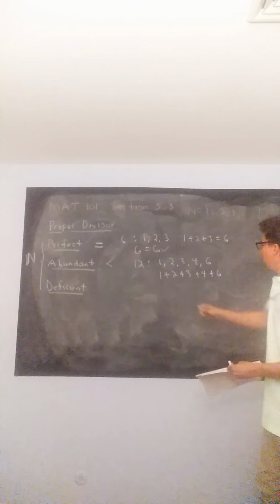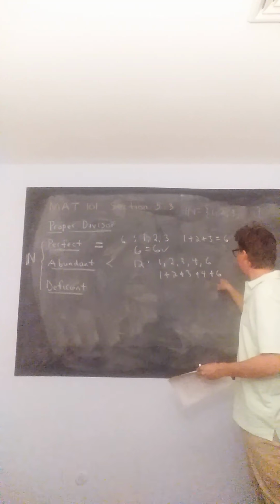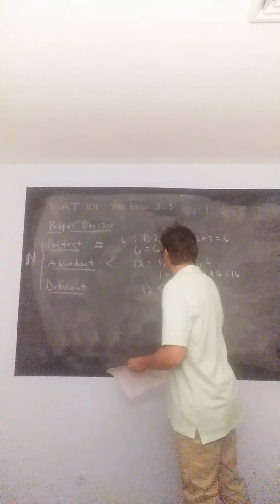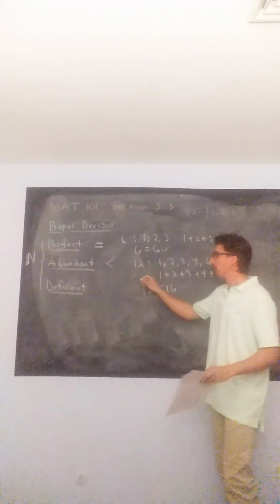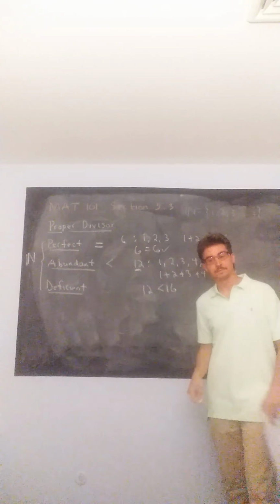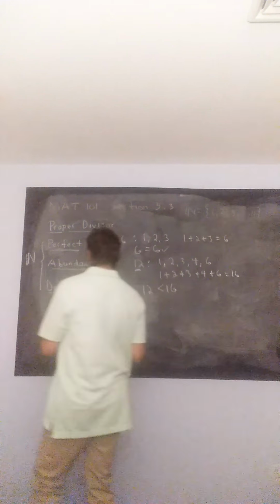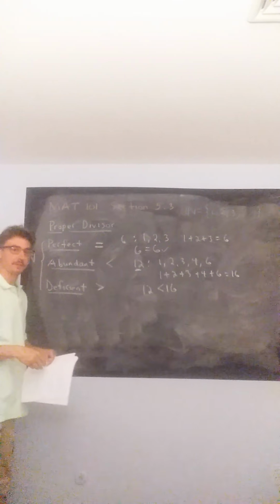If we add up these numbers, 1 and 2 is 3, and 3 is 6, 6 and 4 is 10, and 10 more is 16. So 12 is clearly less than 16, so 12 would be considered an abundant number. Okay? And then finally, we have what we call deficient numbers. Deficient numbers are numbers that are greater than the sum of its proper divisors.